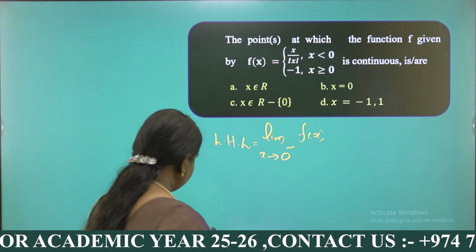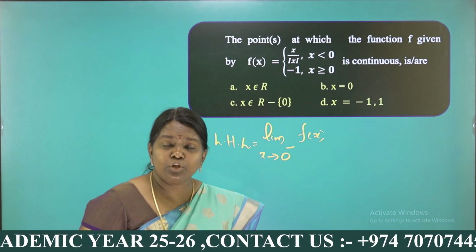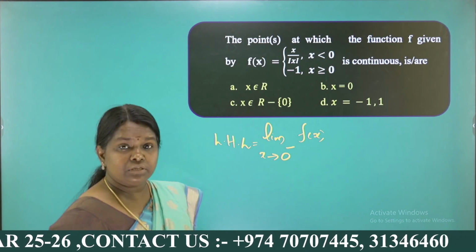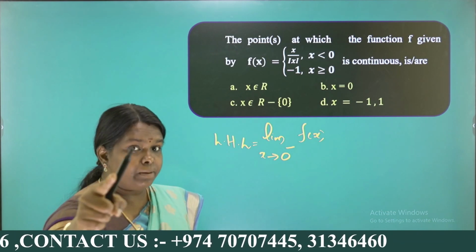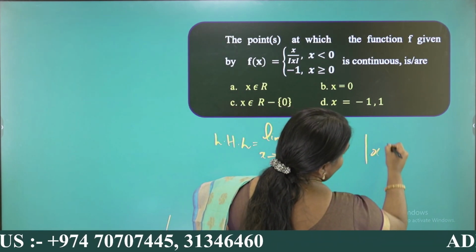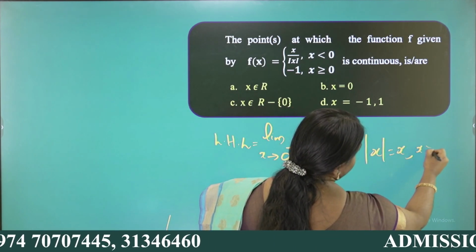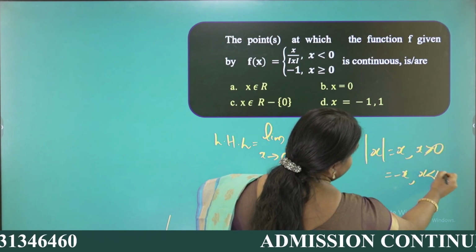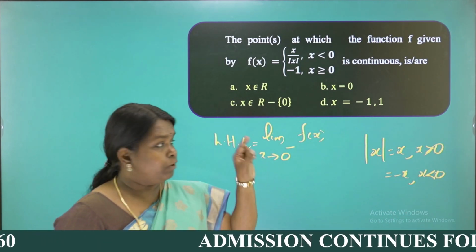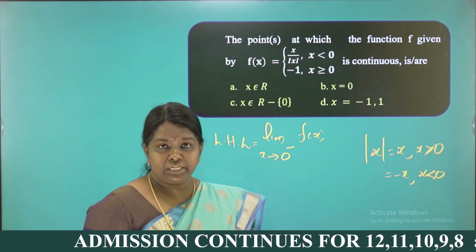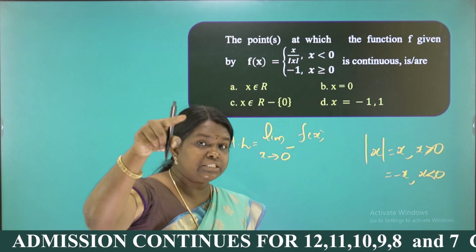Okay. So, limit x tending to 0 minus f of x. What is that? You should remember the definition of the modulus function. Modulus of x is equal to positive x when x is greater than or equal to 0, and equal to negative x when x is less than 0, right? So, 0 minus means what?